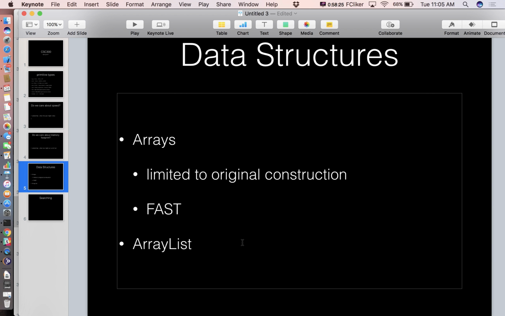All right, so pros and cons of arrays. We're limited to how we originally construct them, but they're really fast. So if we know how much stuff we need to hold, arrays are the better choice because they're fast.